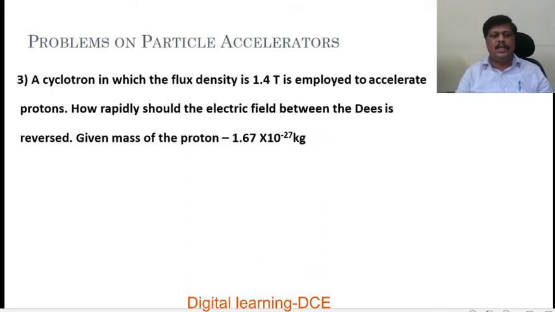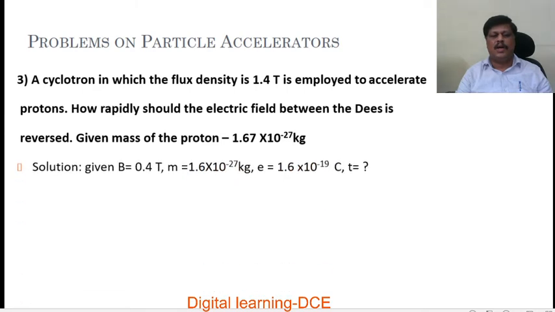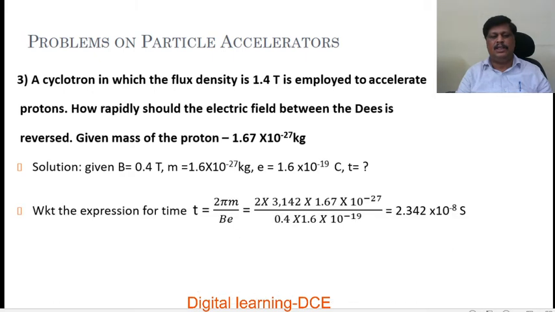Let us discuss the problem number 3. A cyclotron in which the flux density is 1.4 Tesla, that is value of magnetic field is given, is employed to accelerate protons. How rapidly should the electric field between the Ds be reversed? Given mass of the proton equals 1.67 into 10 power minus 27 kg. So value of B is given, that is 1.4 Tesla, not 0.4 Tesla, it is 1.4 Tesla, and mass 1.67 into 10 power minus 27 kg, and charge.